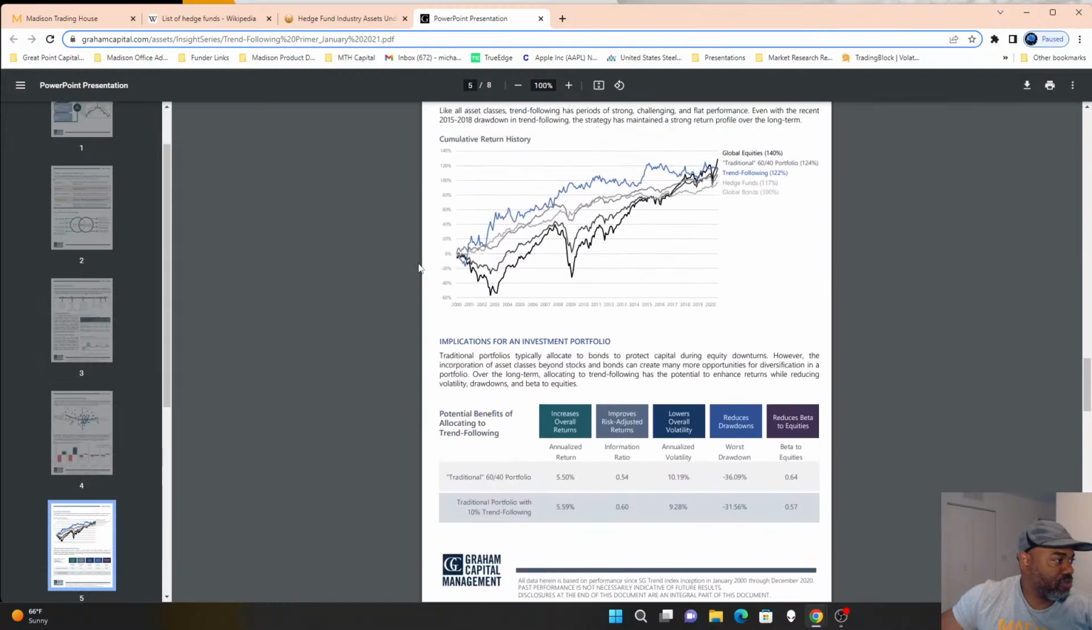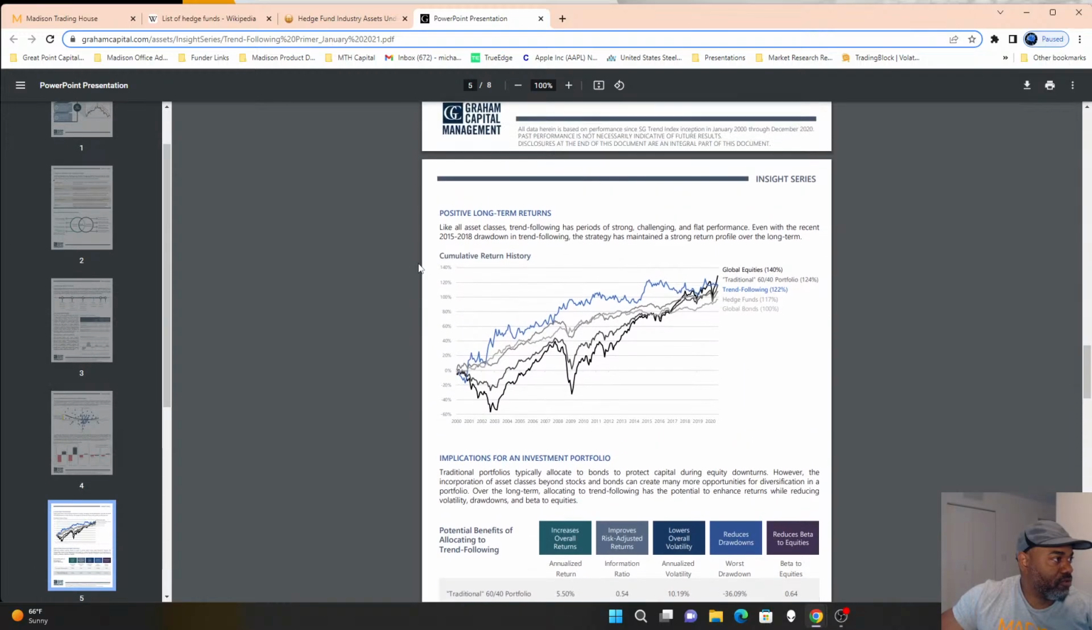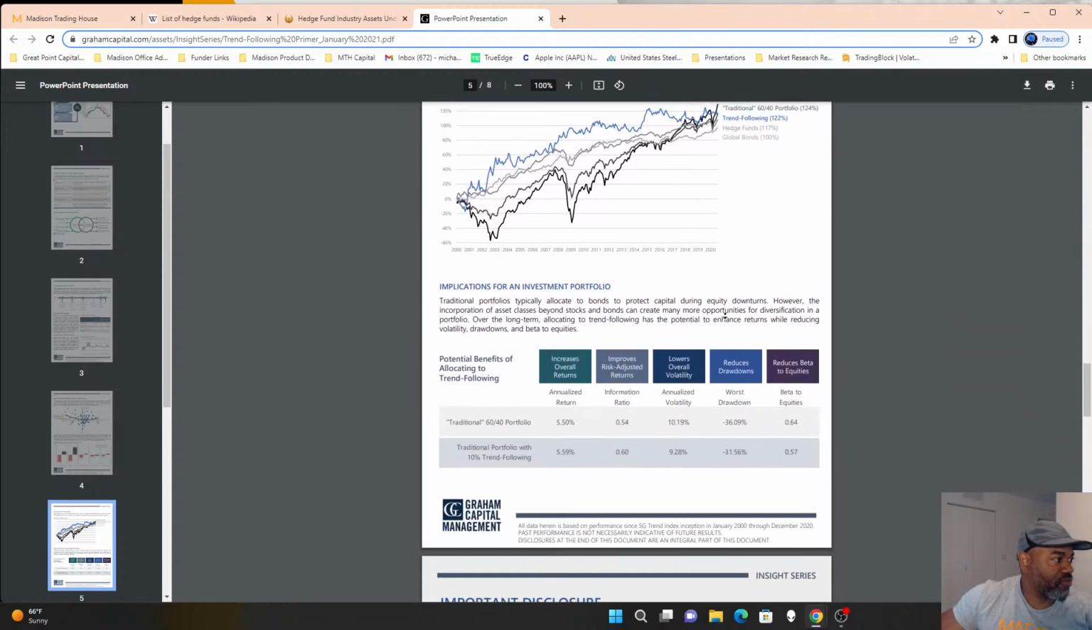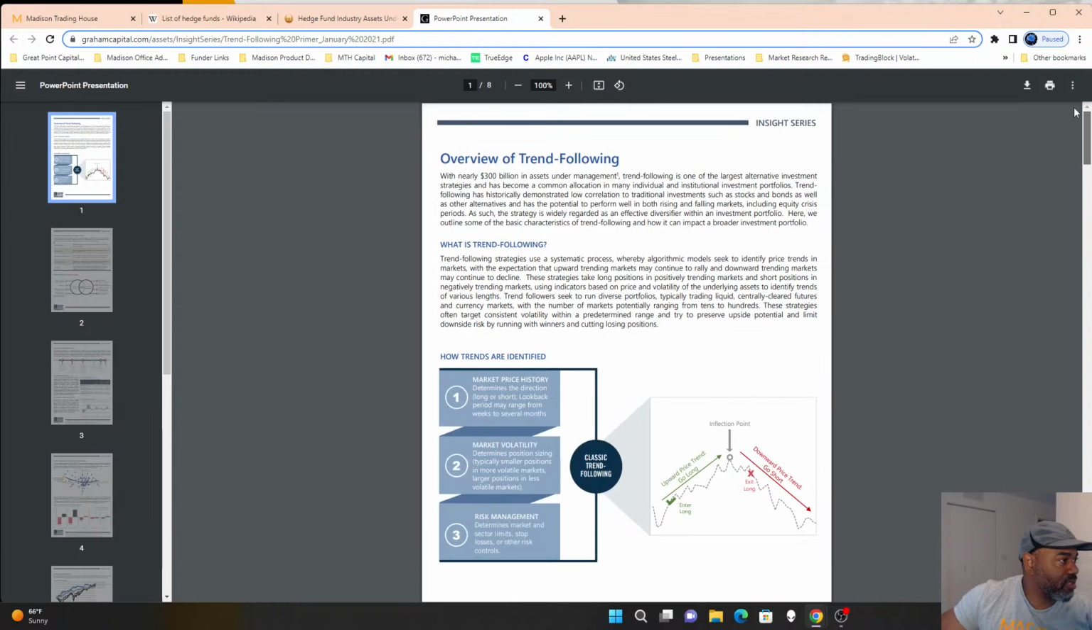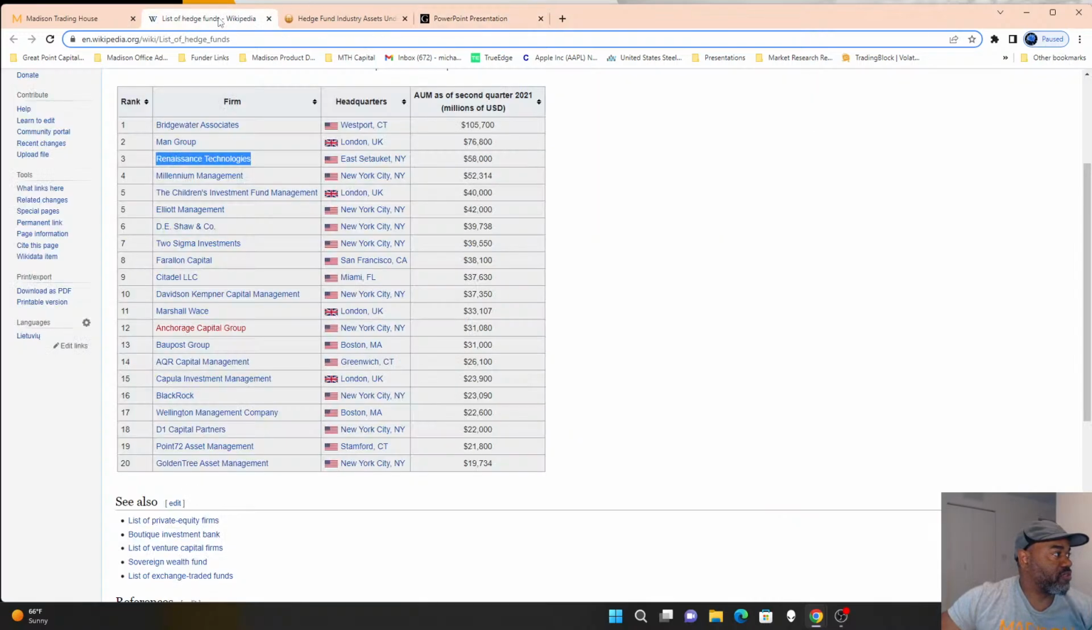And okay, there are two things actually. First of all, let me see if I can find the... I was looking for a number here. There it is. Nearly $300 billion in assets under management. They're saying for the entire trend following industry, $300 billion.